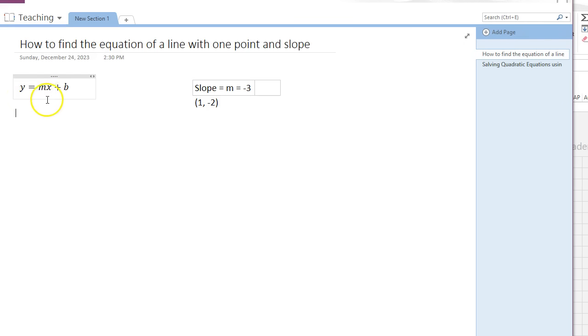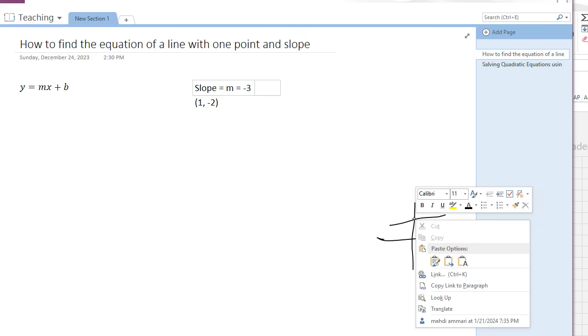plus b. So we have two variables, which are y and x, and a constant, which is m, another constant, which is b, which is nothing more than where our line crosses the y-axis and x is 0. So basically, if here is x, y and the line crosses there, that's your b, this point right here.